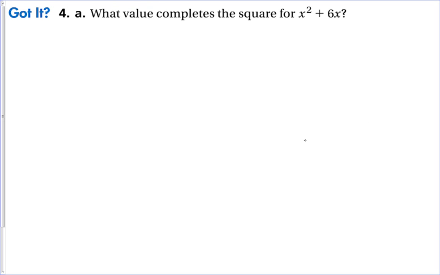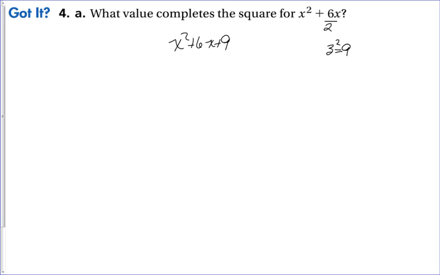Alright, I want you to do this one real quick. What completes the square for x squared plus 6x? Go. Alright. So again, we're going to take the middle term here, which is 6, divide it in half, which is 3. Then we're going to take that and square it, which is 9. So what value completes the square? Well, that value is 9. We're going to have x squared plus 6x plus 9.